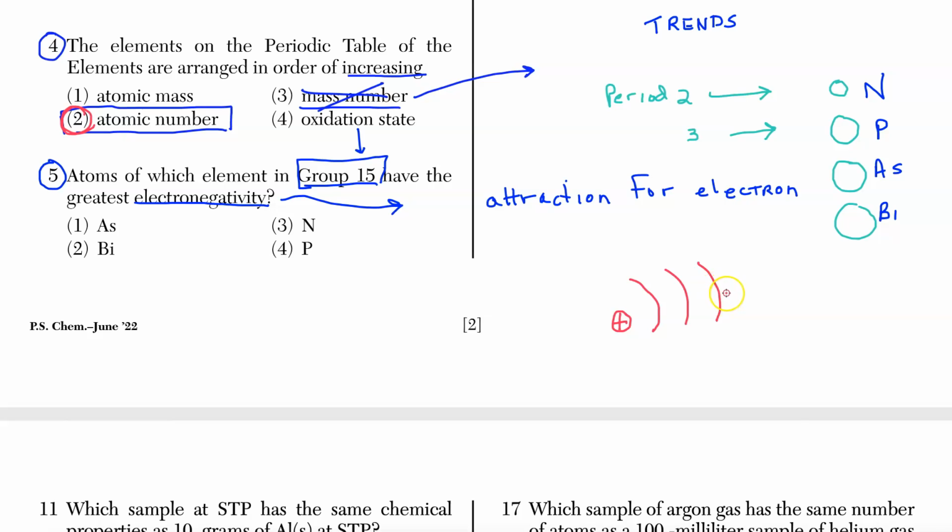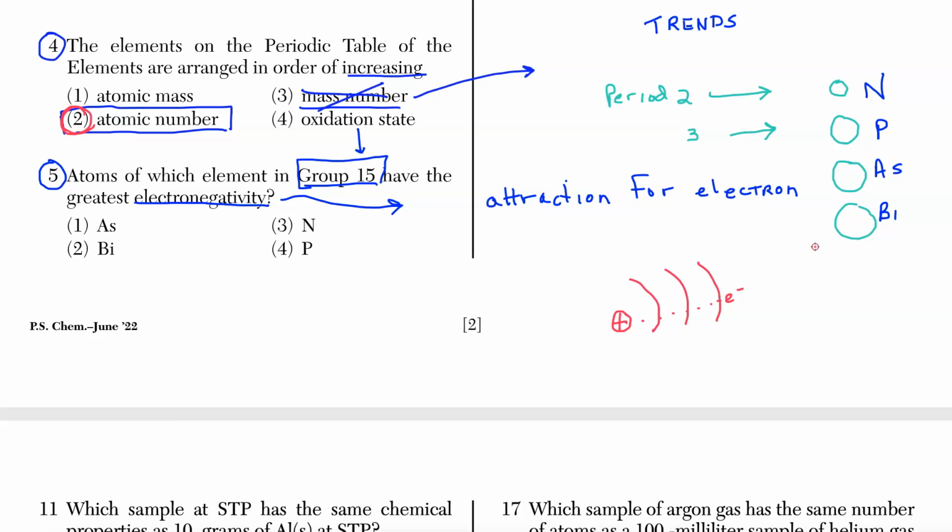You say, Mr. Grotsky, why does it care that the atom's bigger? Well, the bigger the atom, the harder it is for the nucleus to attract the outermost electrons. So the bigger the atom, the more loosely held the electrons, and therefore your electronegativity drops as the atom gets bigger. So you can expect bismuth to have the lowest electronegativity.